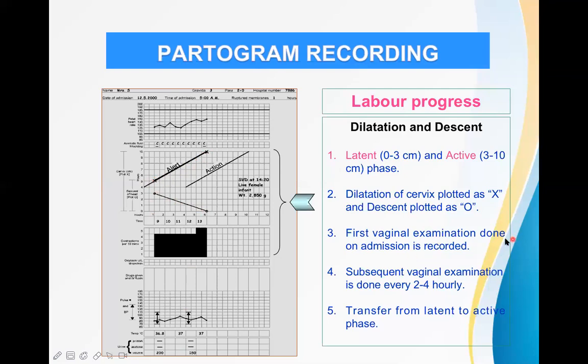The first vaginal examination is done on admission and is recorded. The first time we record it. Subsequent vaginal examination is done every 2 to 4 hourly, and you record it again. And from there, you know exactly what is the progress of the labor, the progress of dilation, and the progress of descent. Transfer from latent to active phase is known by this type of plotting. Now, how do we know the transfer? When it crosses 3 centimeters, we know the latent phase has converted into the active phase.